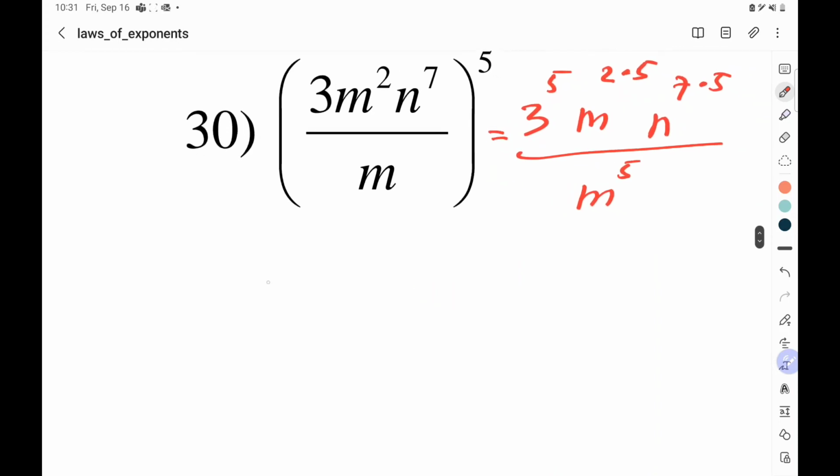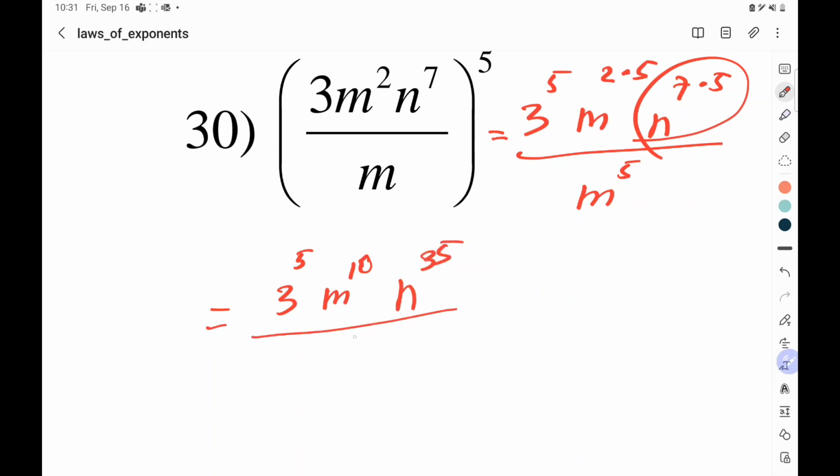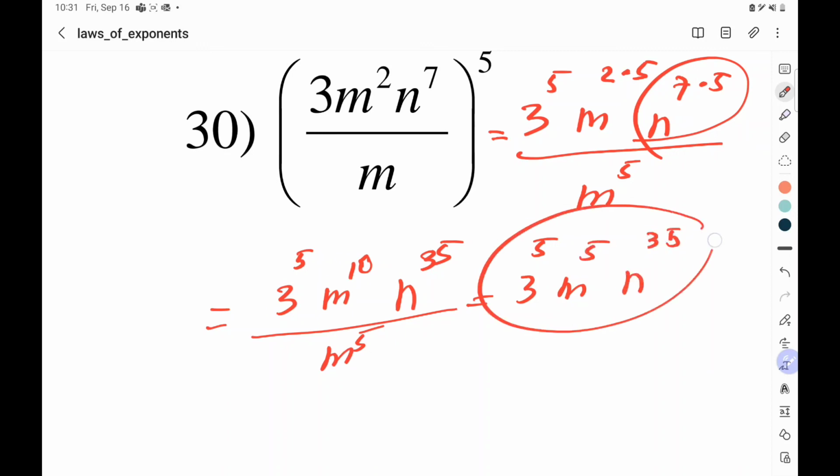Okay, now so we can do, there is 3 to the power of 5, we have m to the power of 10, and then we have n to the power of 35, and we have m to the power of 5. Now this is the only thing that we can do, right? So we have 3 to the power of 5, m to the power of 10 minus 5 is equal to 5, n to the power of 35. That's our final answer for number 30.